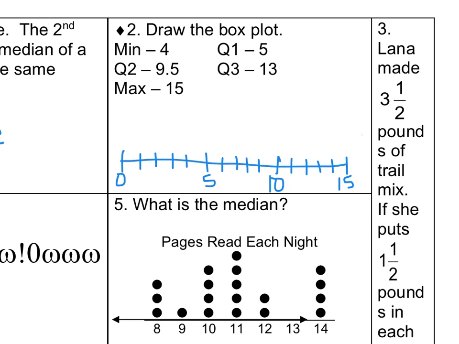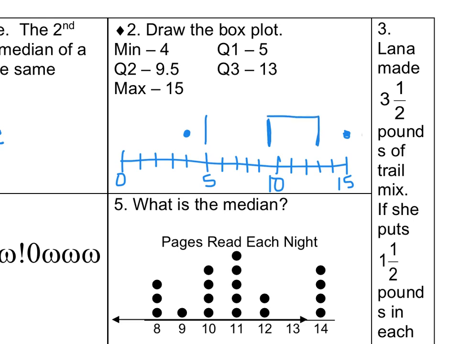So minimum at 4, you're just going to put a dot right up there. Maximum's at 15, so a dot up there, same horizontal line. Your idea is you're going to be connecting everything straight across, so you want them to try and be in a line. And quartile 1 is a 5, so that's just going to be a vertical line. And then quartile 2 is at 9.5, so that'll be between 9 and 10, right about here. And then quartile 3 at 13, 1, 2, 3.